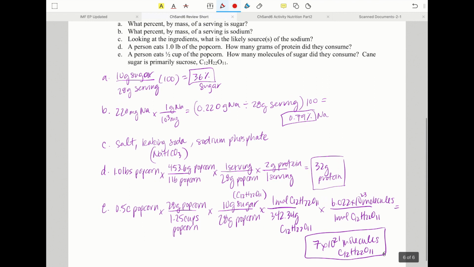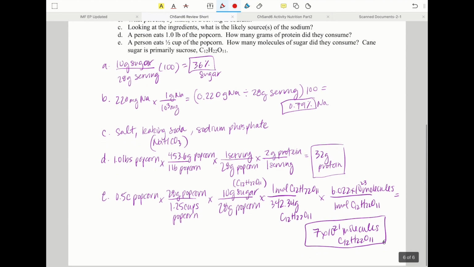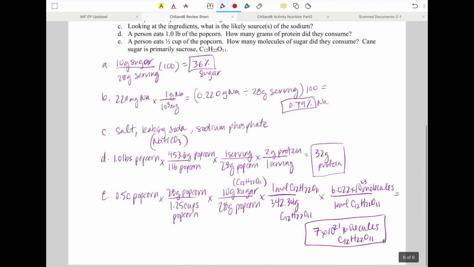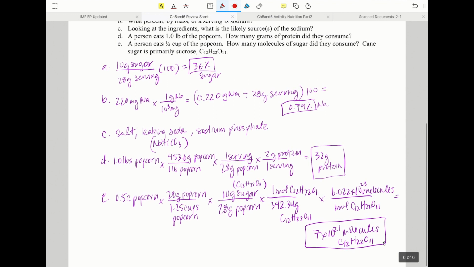So solving for A, when it says what percent by mass of a serving is sugar, you would look at that nutrition label and figure out, oh, well, there are 10 grams of sugar per serving. One serving is 28 grams, so there are 10 grams of sugar per 28 grams of popcorn, which we can then figure out the percent sugar per serving, right?